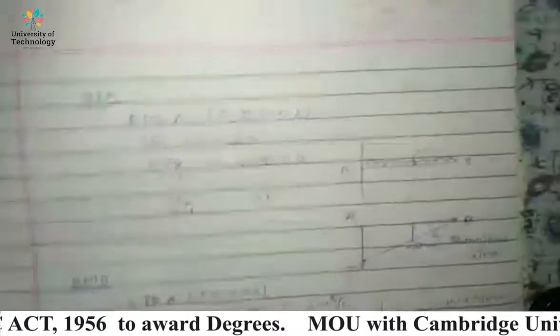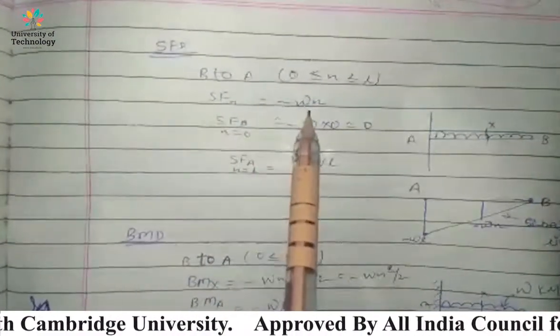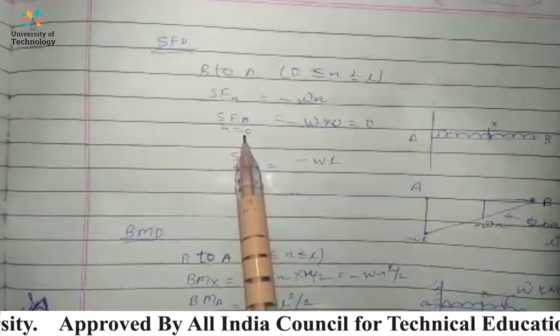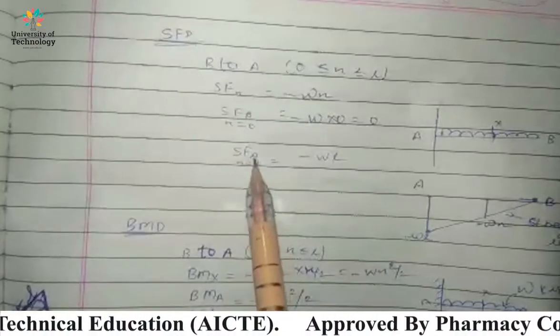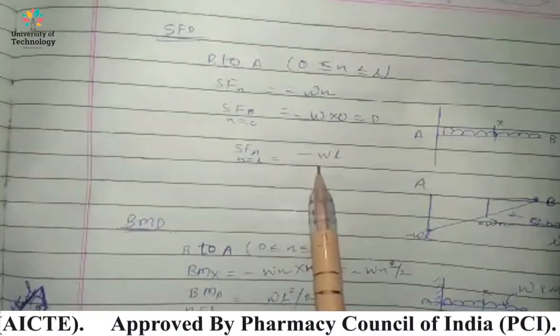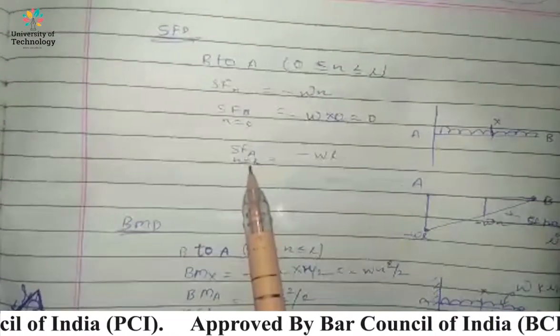First of all, the shear force diagram is of this type. The shear force is minus W into X. At X equal to 0, the load is 0, and at point A, X equals L, same way, minus W into L. This is the shear force diagram.